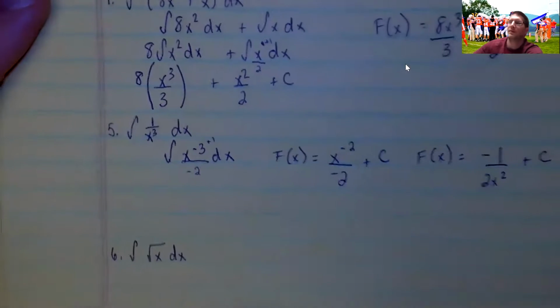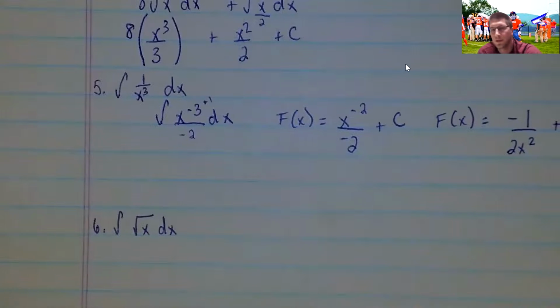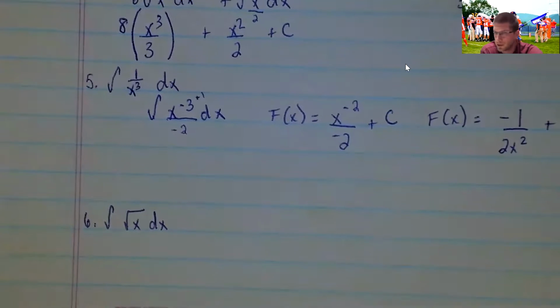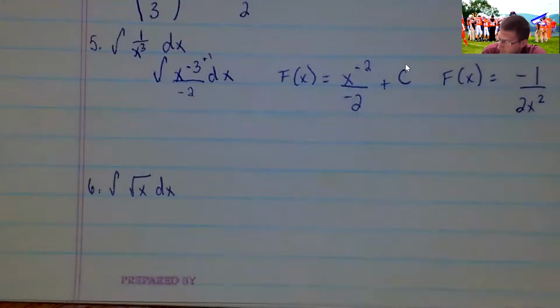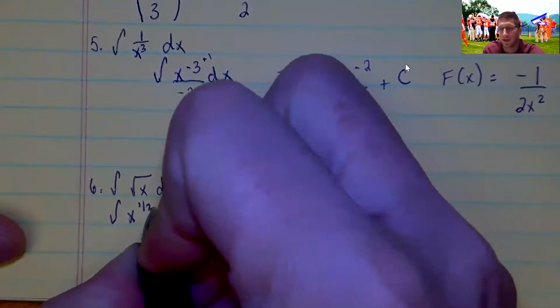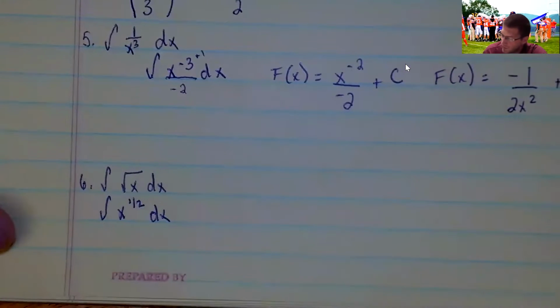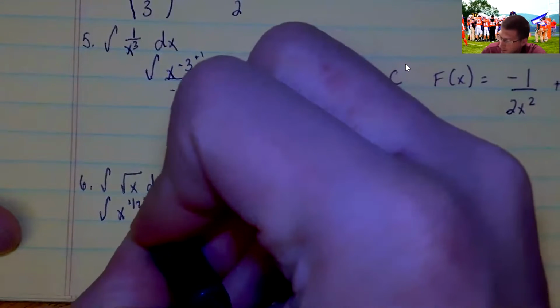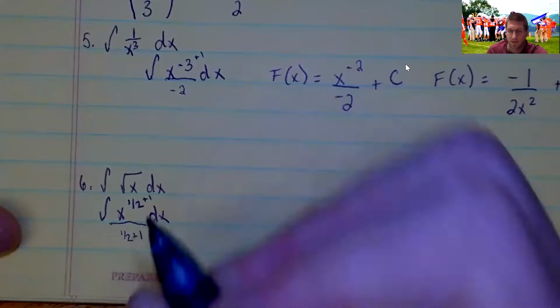And same thing with roots as we did with derivatives. When we worked with derivatives with roots, we never kept them as roots. We always changed them to rational exponents. Same thing goes here. So instead of working with the square root of x, I'm going to be working with x to the 1/2. And then I can use that same rule I've been using. I'm going to add 1 and divide by whatever that new exponent is.